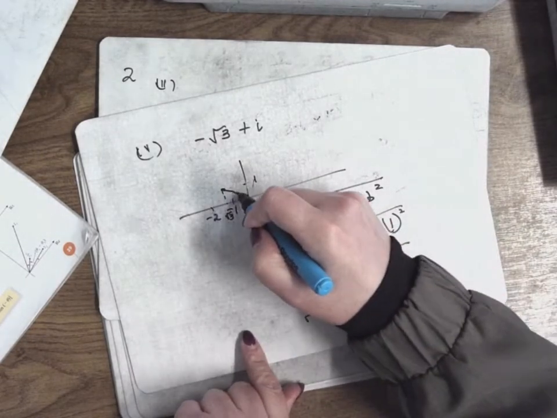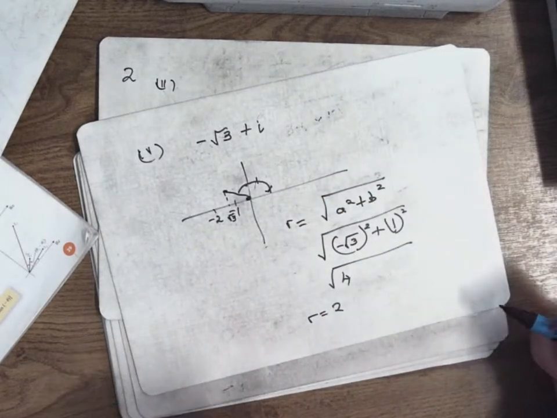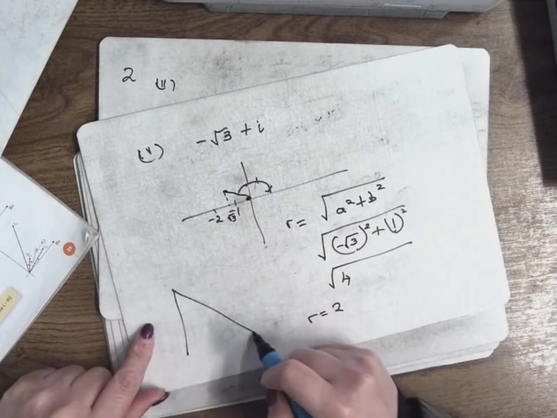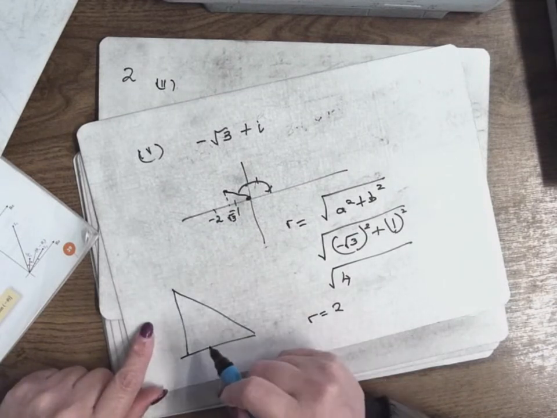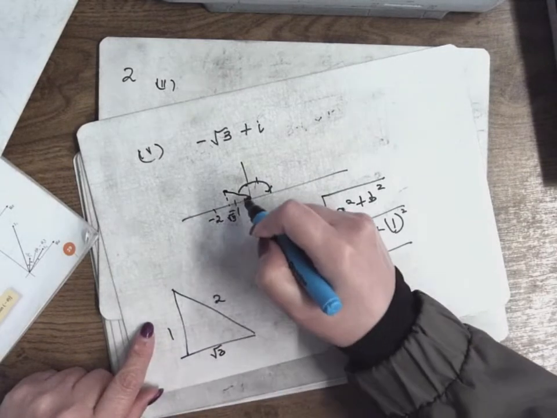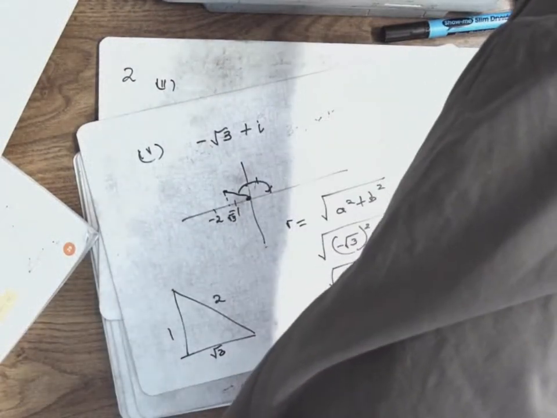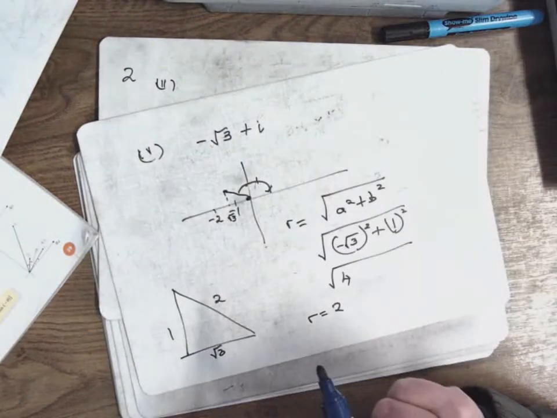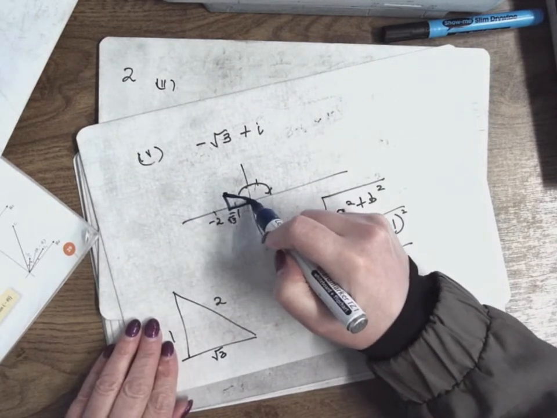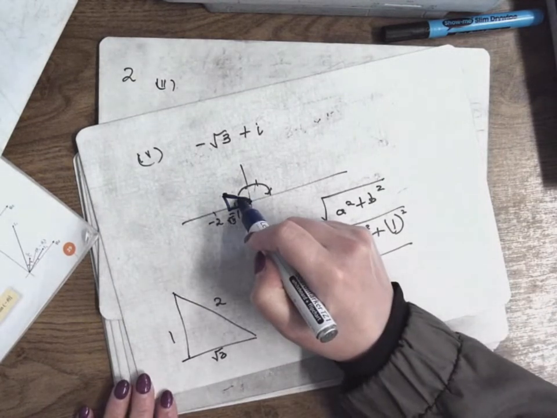Now the argument is all the way back to here. It's the size of that angle there. My right angle triangle is across root 3, up 1, and hypotenuse 2. So this is the right angle triangle in here. I just drew it bigger. Is that alright? Now I'm going to get the size of that angle there.